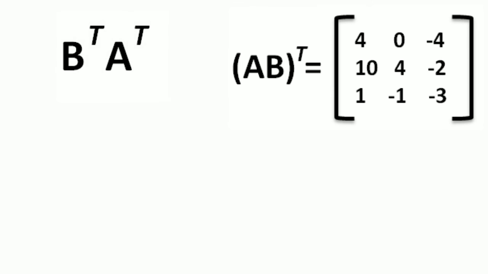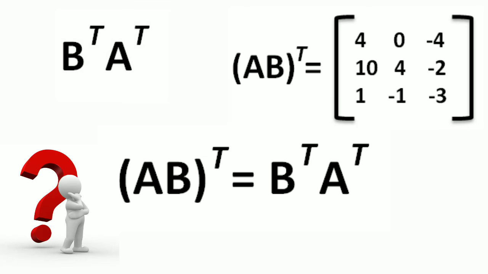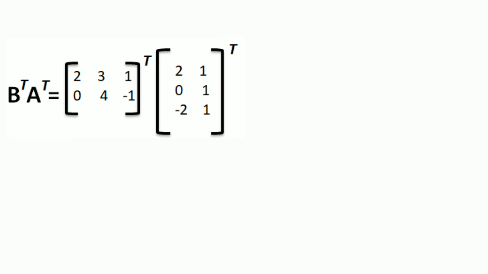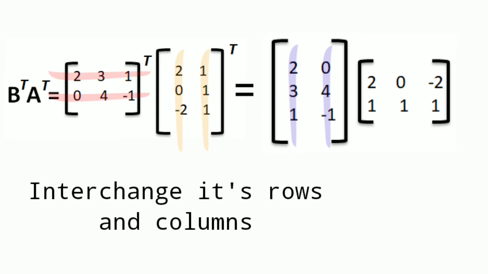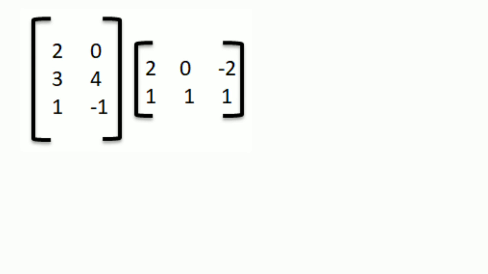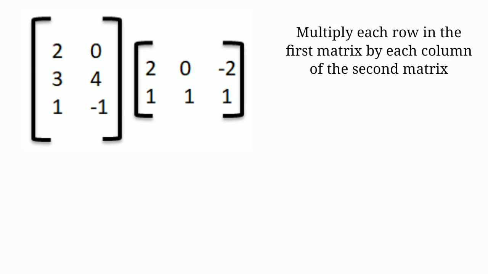We will look for B transpose A transpose for us to verify if AB transpose is equal to B transpose A transpose. Let's solve for B transpose A transpose. Again, we will substitute the given. And we see it's a transpose matrix, so we will do the same process where we interchange its rows and columns. The rows become the columns, and the columns become the rows. And then we can solve it now by multiplying each row in the first matrix by each column in the second matrix, like what we did before.